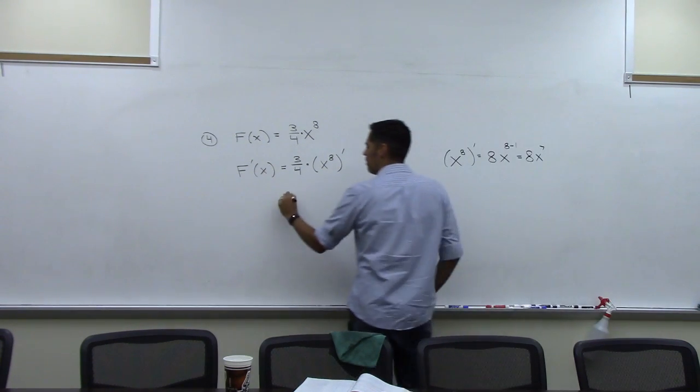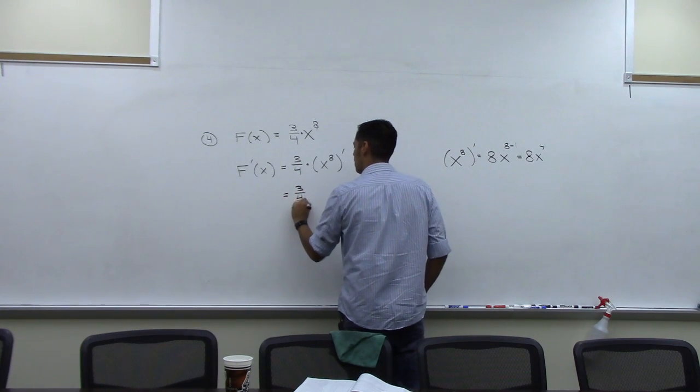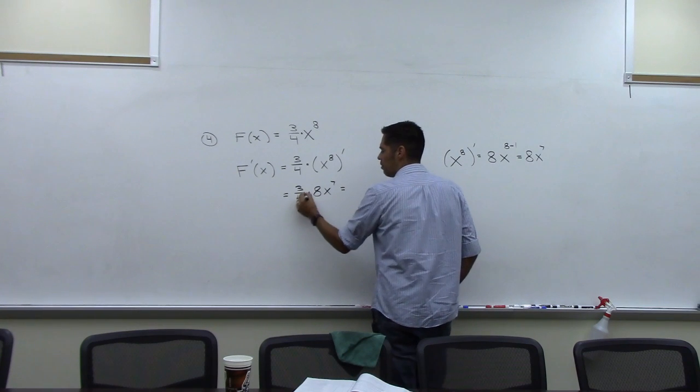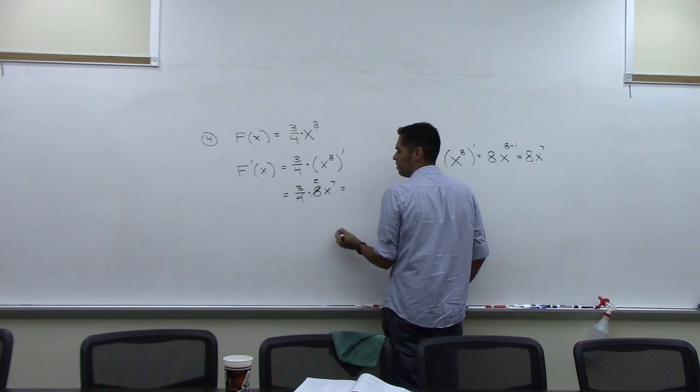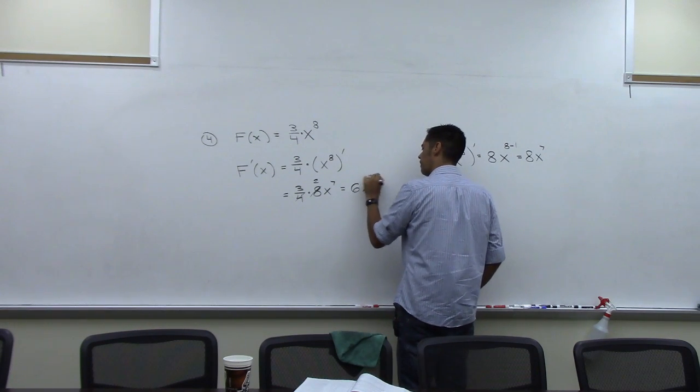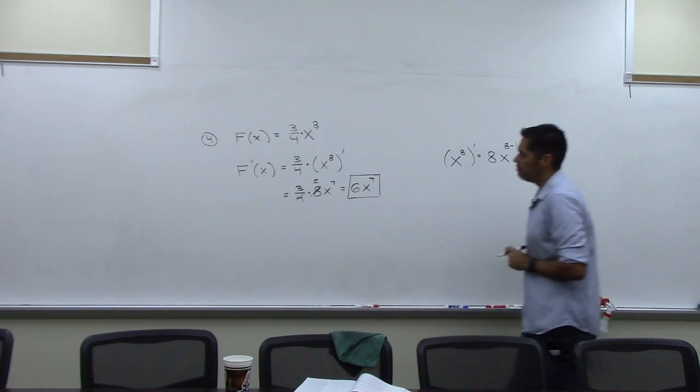So this will become 3/4 times 8x to the 7th, and then of course 4 goes into 8 twice, so we'll just have 6x to the 7th. There we go.